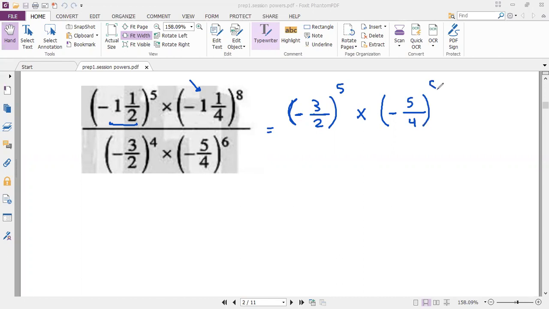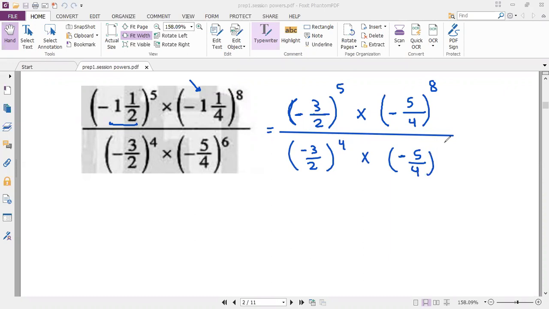All raised to the power of 8 divided by -3/2 raised to the power of 4 multiplied by -5/4 raised to the power of 6. I'm not caring about the negative sign, but I'm caring about the like bases. Where are the like bases? We have -3/2. This is the base at the top, and we have also -3/2 at the bottom. They are like bases, okay?